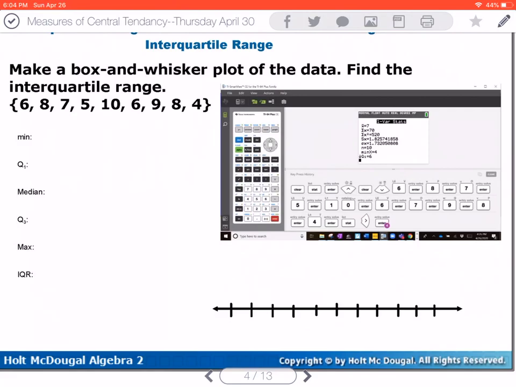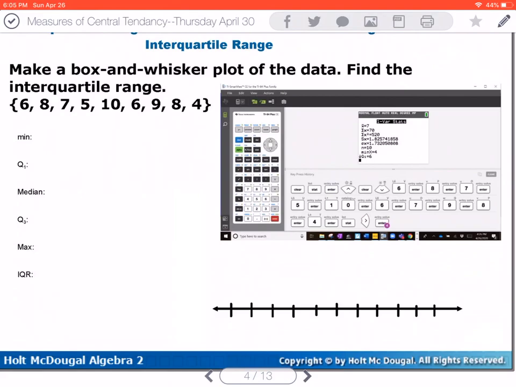If not, it could give you problems on pulling up your summary that you need. So now I'm going to hit my Stat button. I'm going to arrow over to Calc and hit Enter. I'm going to hit Enter 3 times. And that pulls up all of my data values.